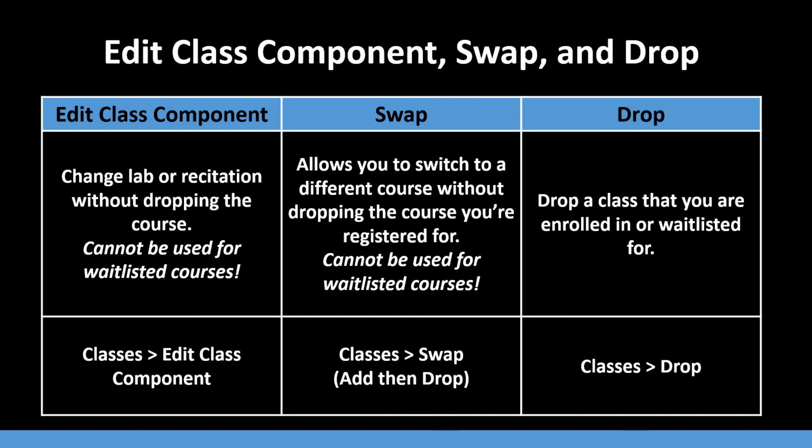The swap function allows you to attempt to enroll in another course without first dropping the course you've already enrolled in. You can register for a maximum of 18 credits, so this function will not work if the course you're selecting would result in an enrollment that totals more than 18 credits. You can only use the swap function for courses that you've already enrolled in, not courses you're waitlisted for. To use the swap function, select Classes from the SIS main menu and then select Swap, Add, then Drop.